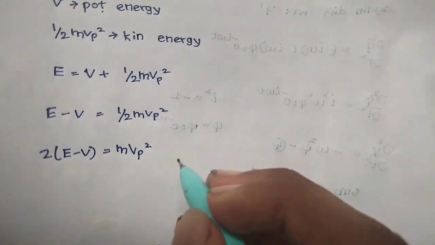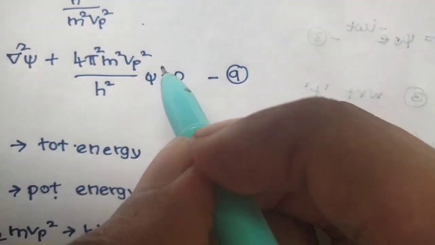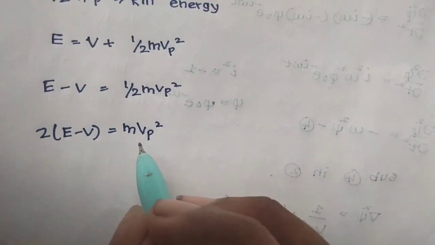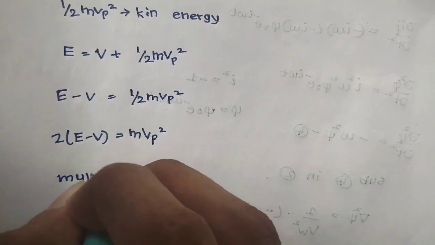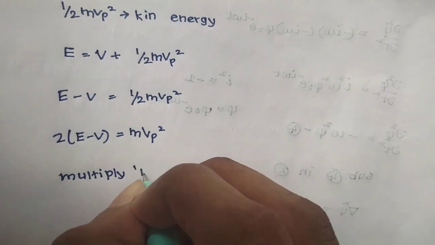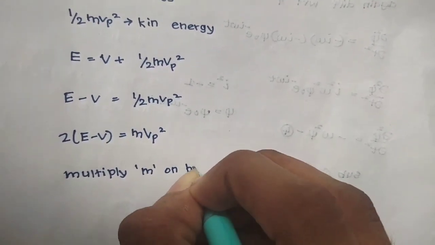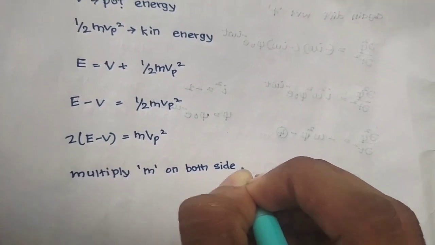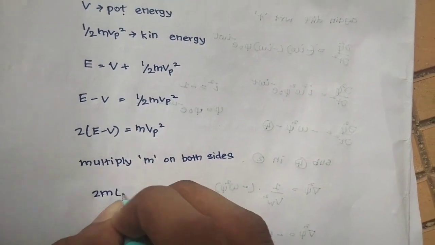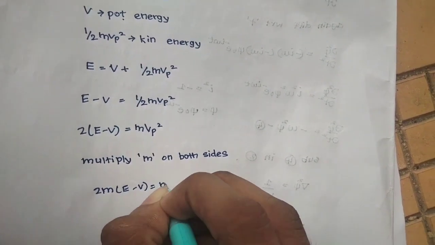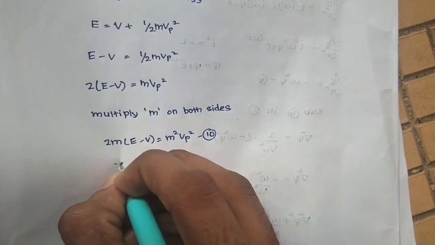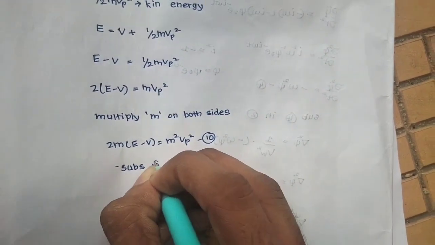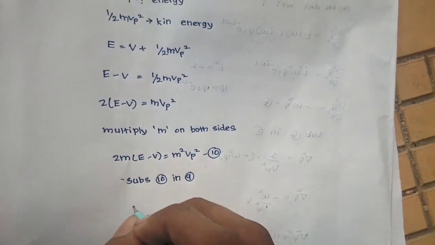Now here m vp square is there. Now here m square vp square is there. So we want to make this as m square. So multiply m on both sides. So 2m into E minus V equal to m square vp square. So name this as equation 10. Substitute equation 10 in equation 9.